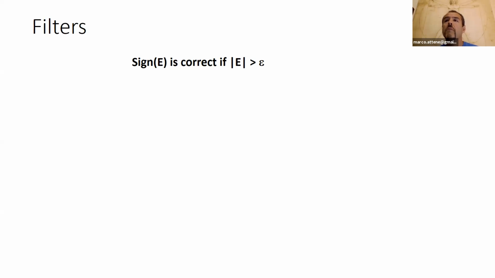Comparing the evaluated expression against a threshold value is known as arithmetic filtering. If the comparison is true, so the magnitude is larger than the threshold, we say that the filter succeeds and the sign of the expression is guaranteed correct. Otherwise, we need to switch to a more precise computational model. There are many ways to calculate the threshold.